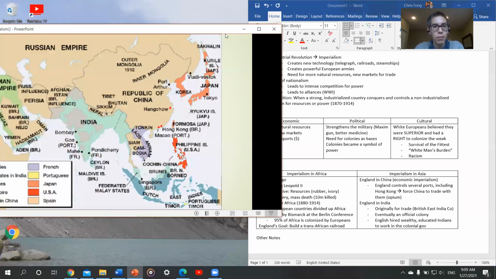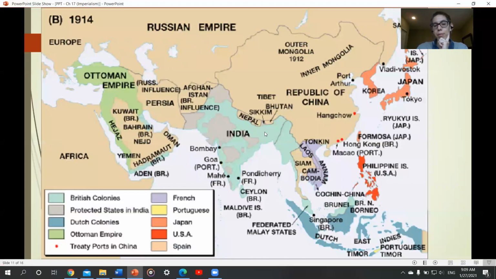This map does a good job of showing us kind of how Asia was split up. So you can see India was like a full-on British colony. Not all of it, but much of it was controlled by the English. But then China was just some ports. You can see some other distributions here.